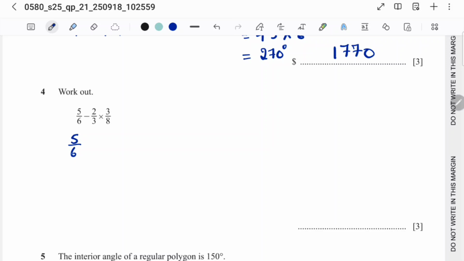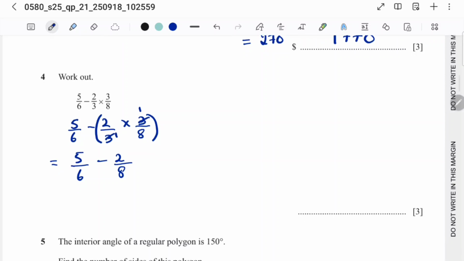So question number 4 is work out 5 upon 6 minus 2 over 3 multiplied by 3 over 8. You know that we multiply first and add and subtract later. So for this, we can cancel 3, and 5 upon 6 will be minus, with 2 ones are 2, and 8 times 1 is 8. So that is becoming 5 upon 6 minus 2 over 8.